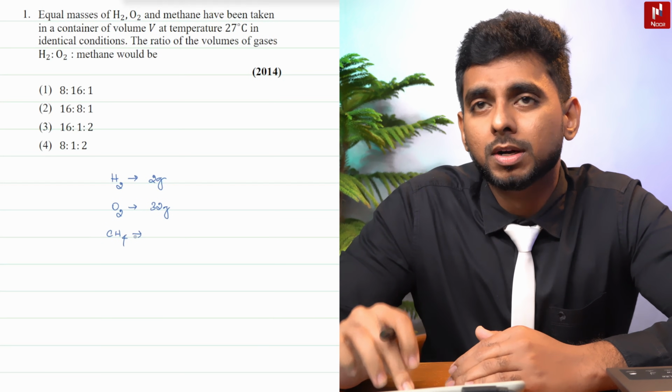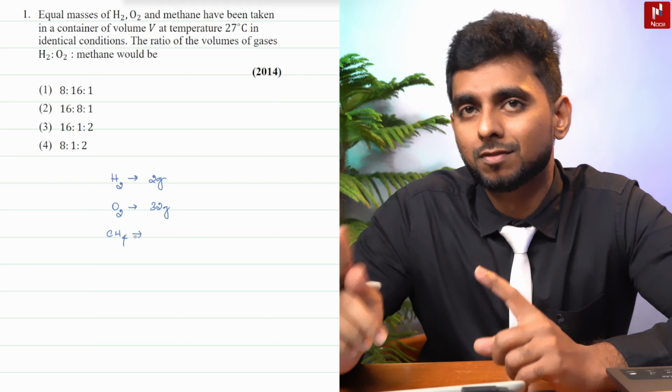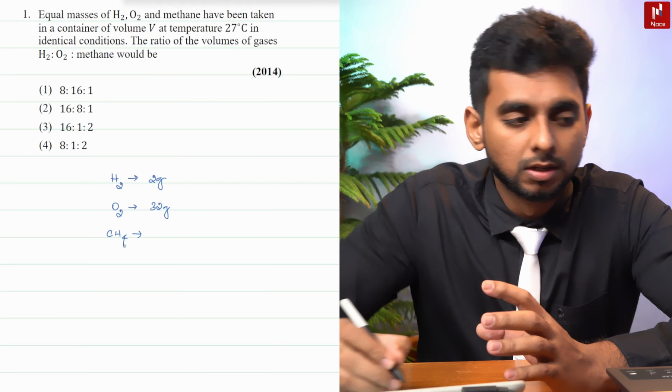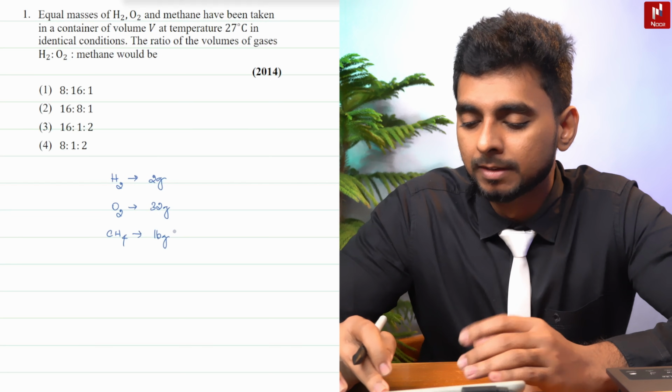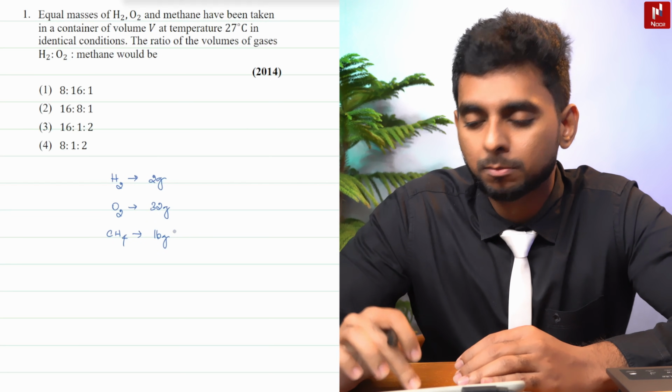So for carbon, you have 12 grams, and for hydrogen, you have 1 gram. So 12 plus 4 into 1 will give you 16 grams. So here you have 16 grams of methane. Now I'm done with 1 mole of all those respective molecules.